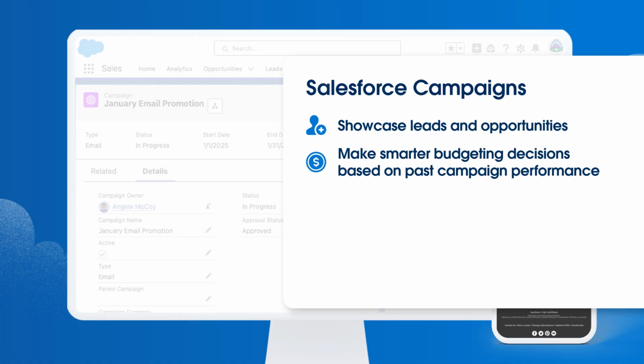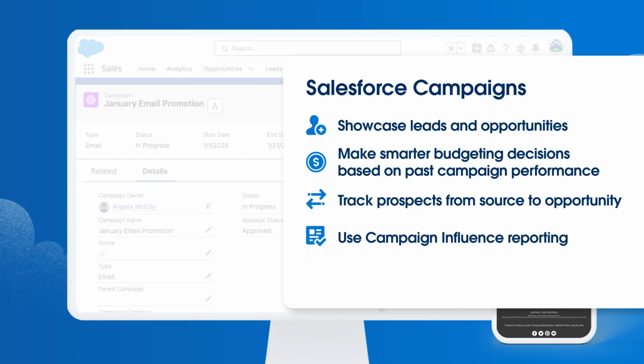Make smarter budgeting decisions based on past campaign performance, repeat your best campaigns, and scrap those that underperform. Track prospects from source to opportunity and learn what influenced them on their journey. Use the Campaign Influence Reporting Tool to identify campaigns that lead to successful opportunities. Show leadership the ROI results of your marketing campaigns and celebrate the pipeline generated.